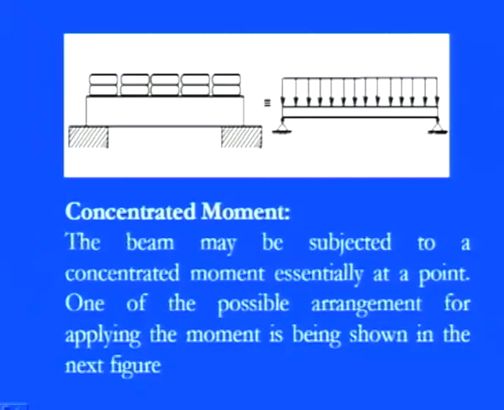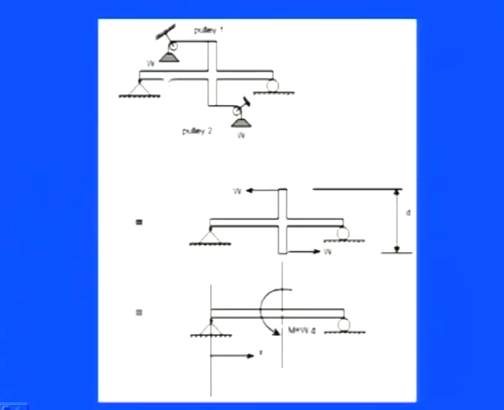Now in the concentrated moment case, we have this kind of beam, at one end a simply supported beam. When we apply the moment at these two ends, it will tend to move this beam in a clockwise direction, and the consequences come in such a way that there are reactive forces in the opposite direction. So what will happen in that case? This beam has a tendency to move in this direction.